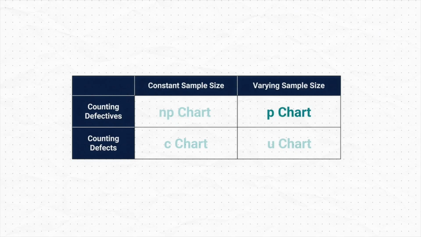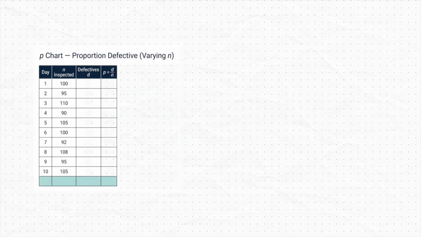What happens when you cannot hold the sample size constant? Maybe you inspect 100% of daily production and production volume changes every day. In this case, raw counts are no longer comparable because 5 defectives out of 90 units is worse than 5 defectives out of 110. This is where the P chart comes in because it handles varying sample sizes.